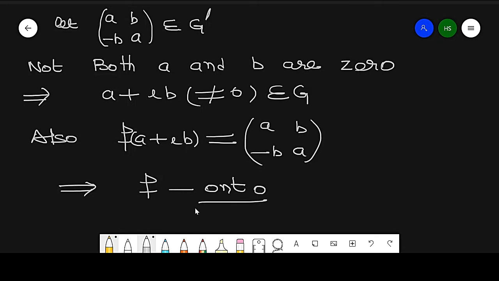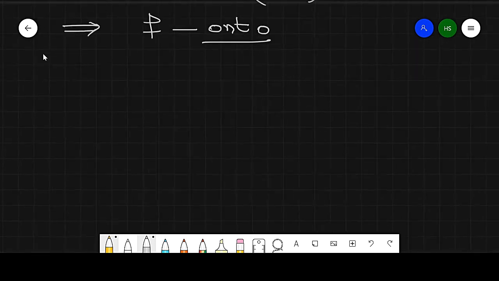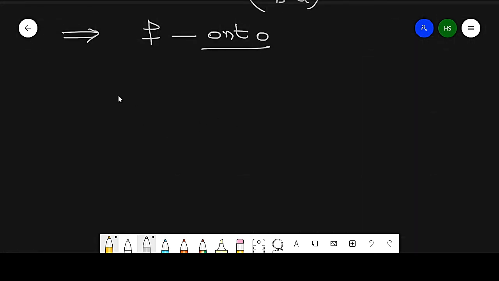So that is my result. This map is onto. Now F is one-one, onto and a homomorphism. So this G is isomorphic to G dash. So that proves our result. So in this way we can prove it. This is an isomorphism.